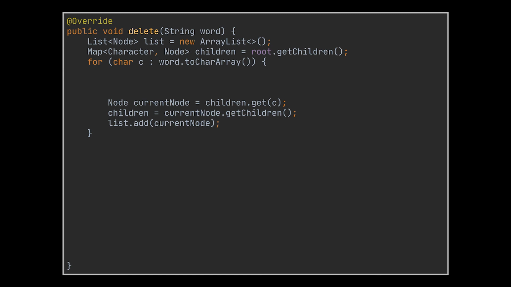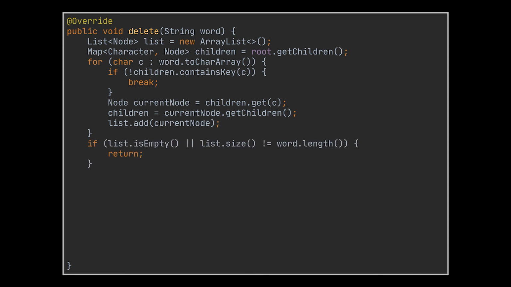Additionally, make sure to add in your loop a breaking condition, which ensures that as soon as the characters of the word we want to delete are not found in the tree, the operation aborts, as we cannot delete something that doesn't exist in the first place. Now, after this loop ends, we need to make sure that the list we filled is not empty, and that its size matches the number of characters of our word to delete, or its length. Because if that's not the case, we need to exit the method as well.